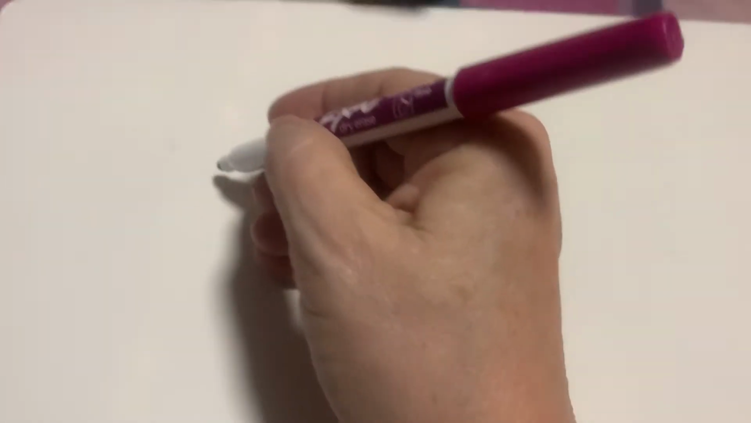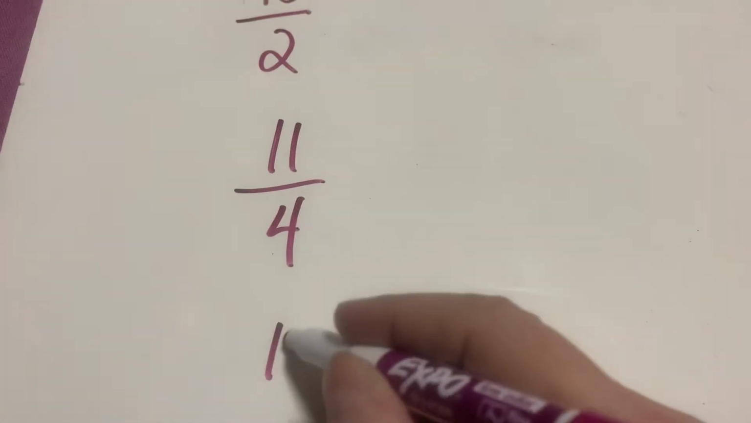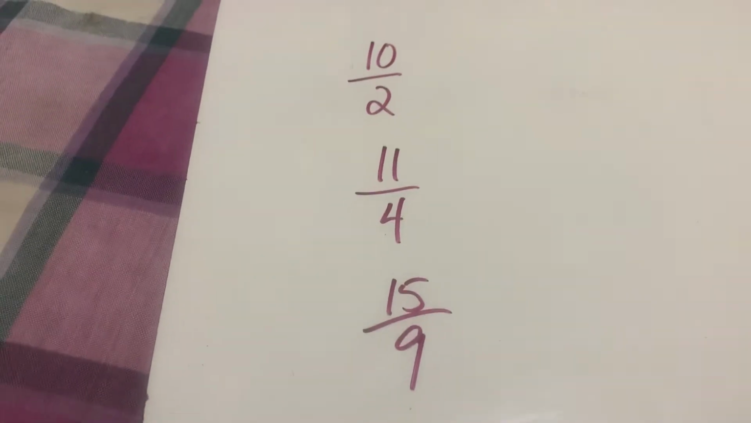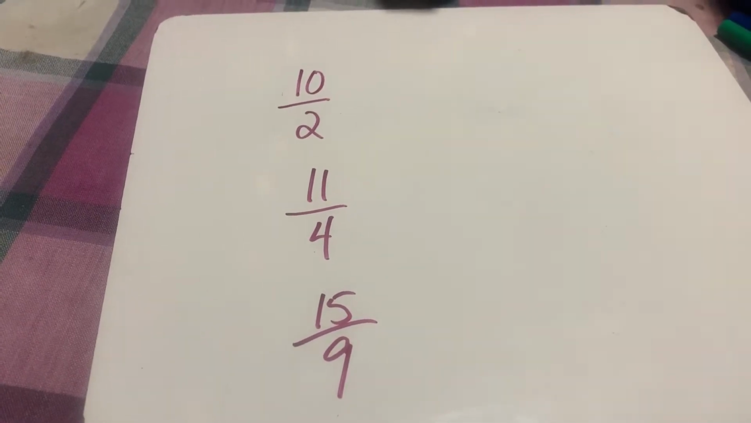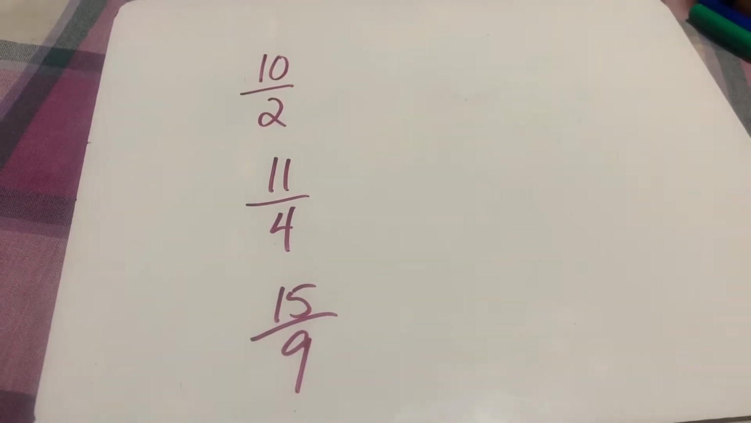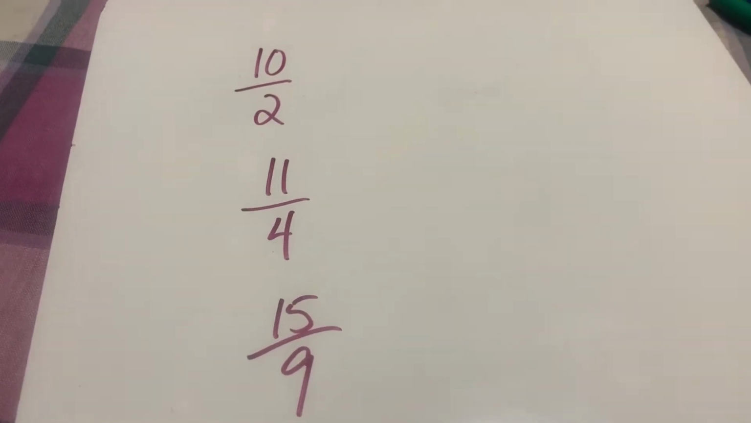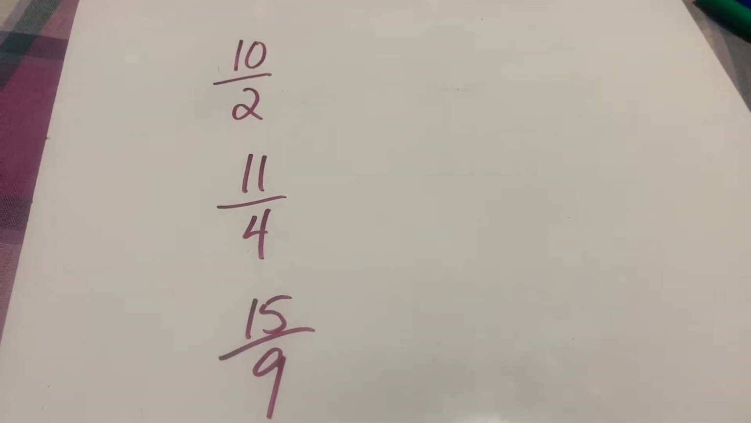Sometimes when we're working with fractions, we end up with an answer that might look like 10 halves, or maybe 11 fourths, or 15 ninths. I know some teachers call those improper fractions, but I'm sure you remember what I asked you to call them, that they are simply fractions greater than 1. There's nothing wrong with them. There's nothing improper about them. Those are just fine the way they are.